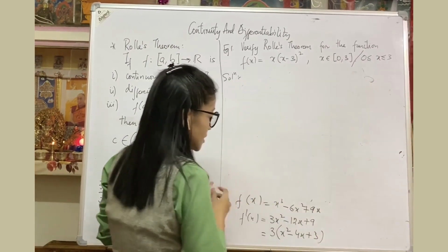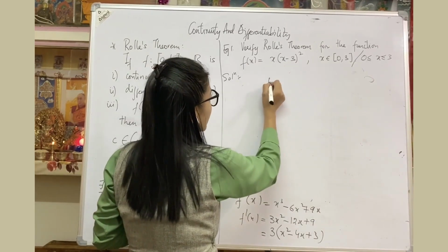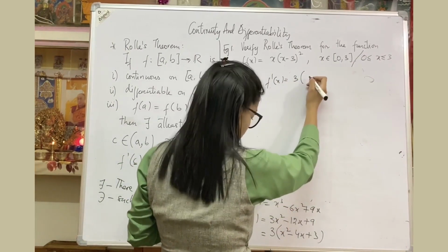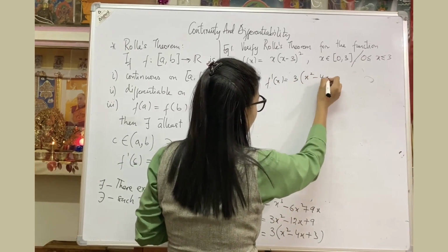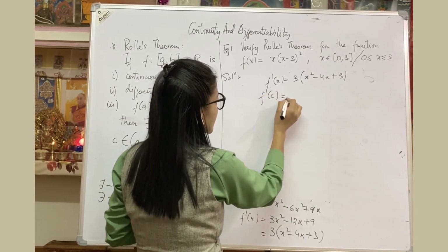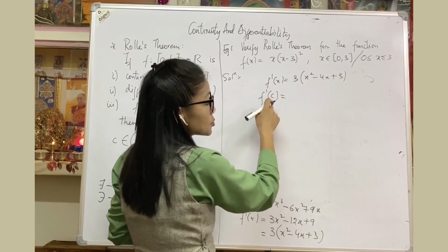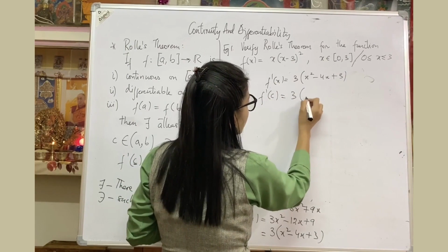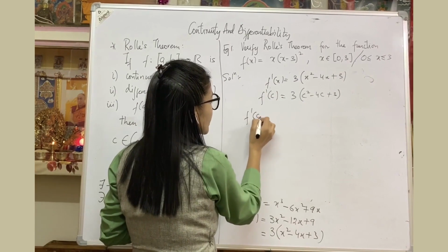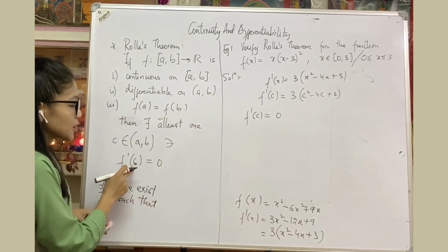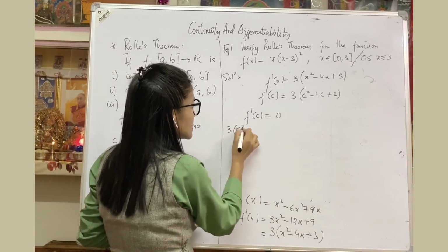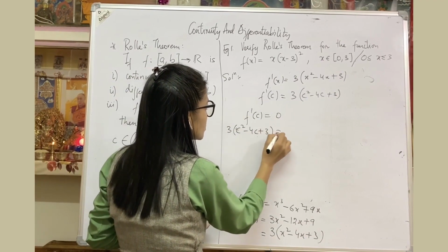So first you find the derivative. We have f dash of x is equal to 3 into (x square minus 4x plus 3). So first you find f dash of c, where everywhere x is replaced with c. So you get 3 into (c square minus 4c plus 3). Now you equate f dash of c to 0, so 3 into (c square minus 4c plus 3) is equal to 0.